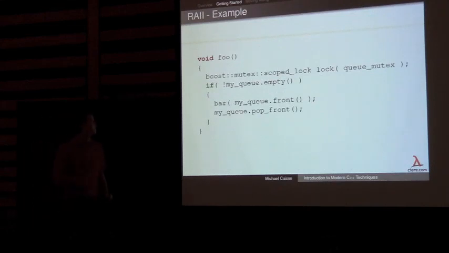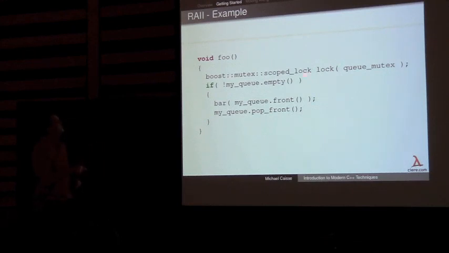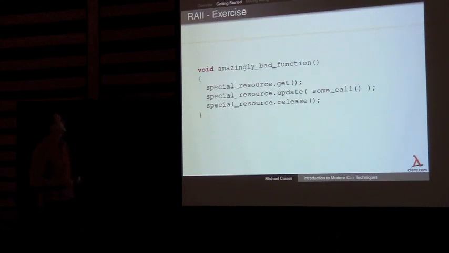For example, in the Boost library, we have a mutex. We want to lock that mutex, but regardless of what happens inside of our function, we want to make sure that the lock gets unlocked when we leave. So here we create a scoped lock object passing in the mutex. On the constructor, it'll lock the mutex, and on the destructor, it will unlock it. So regardless of whether something throws in here, if bar throws, I'm not going to end up in this wacky state where I have a mutex that's locked. That would be bad. So, amazingly bad function.